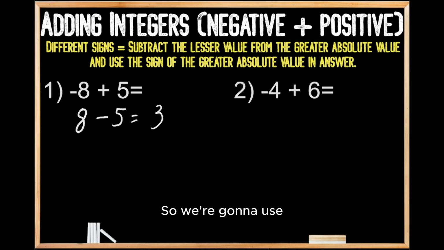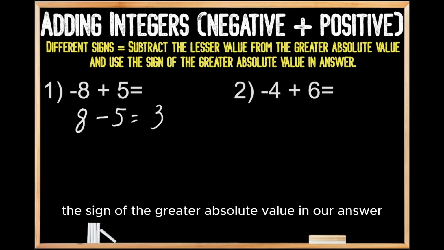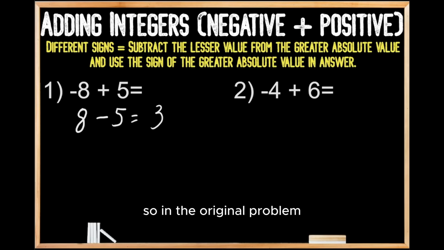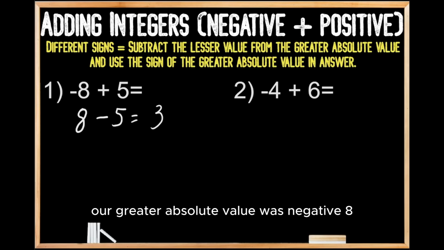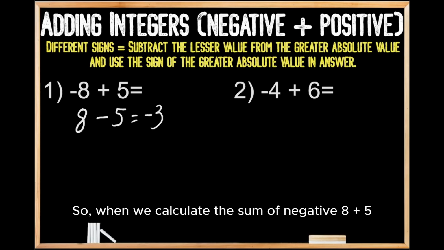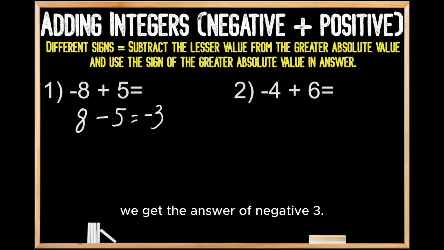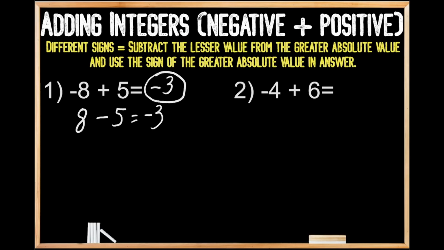So we're going to use the sign of the greater absolute value in our answer. In the original problem, our greater absolute value was negative 8, so our 3 here is going to be a negative 3. So when we calculate the sum of negative 8 plus 5, we get the answer of negative 3. Now, just so this makes sense, we're going to show this in a different way using a number line.